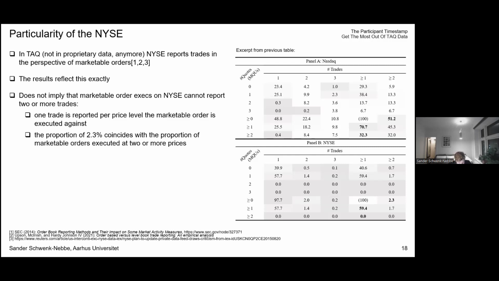executed against. So it is worth knowing this because, for instance, just comparing the number of trades between NASDAQ and the New York Stock Exchange is not sensible under these reporting procedures. And there are, of course, other issues as well. But it is also good to see, of course, that our methods reflect what we would expect to find. So that adds, of course, to the validity.